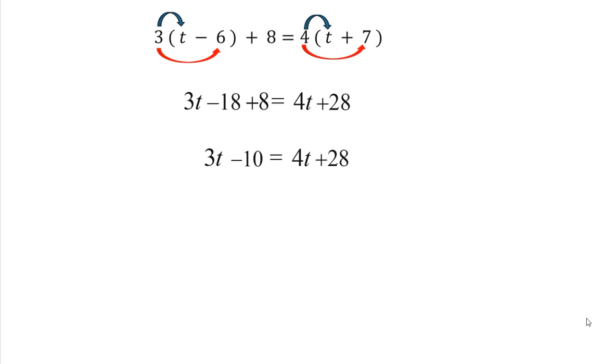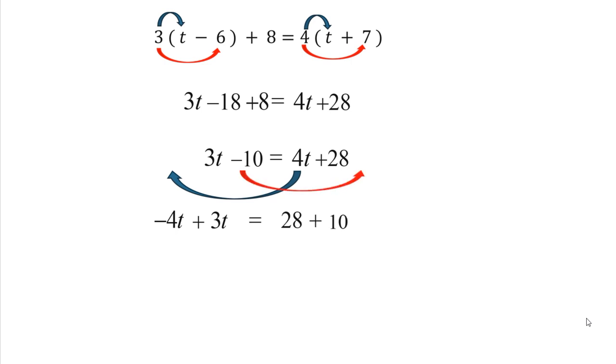Now at this point, we want to try and get all of our variables on the left-hand side and all of our numbers on the right-hand side, just to make things a little bit easier to solve for our variable. So we'll take that 4t, and we'll bring it over to the left-hand side, where it becomes a negative 4t. Add the 3t that was already there. Now we'll take the negative 10 that was on the left-hand side, and we'll bring it over to the right, where it becomes a positive 10.